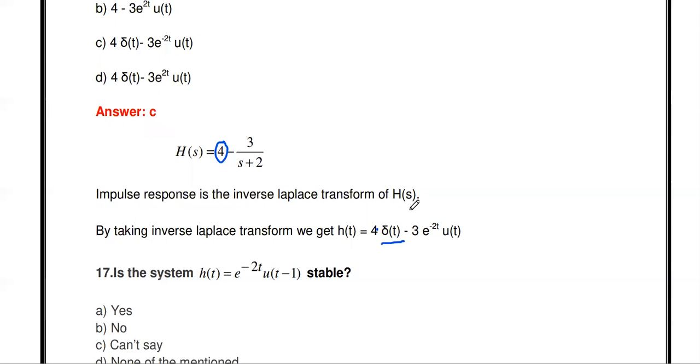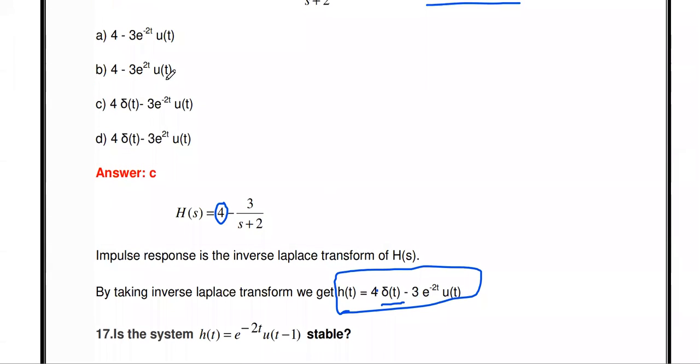Then minus 3, you write as it is, so 1 divided by s plus 2. The inverse Laplace transform of 1 by s plus 2 is e power minus 2t u of t. So this is the impulse response of the given system.